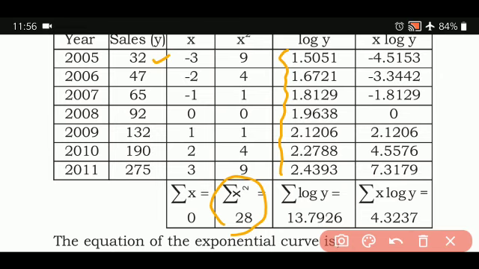So these are the first 2 digits. 32, its characteristic becomes 1. 47, its characteristic becomes 1. 65, it has 2 digits, so the characteristic is 1. 92, 2 digits are there, the characteristic will be 1. 132, 3 digits are there, so the characteristic is going to be 2. 190, 3 digits, the characteristic will be 2. 275, 3 digits, the characteristic is going to be 2.